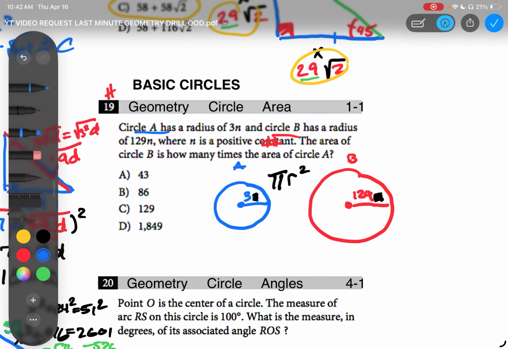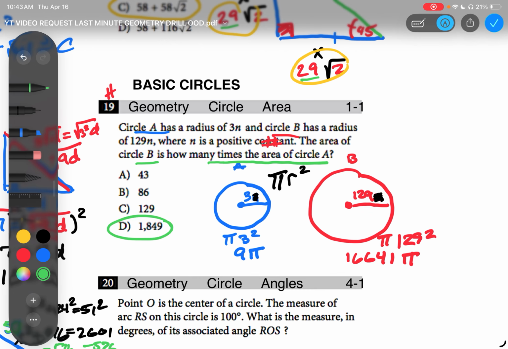So let's just solve. What is pi 3 squared? That's going to be 9 pi. And then the other one, what is pi 129 squared? So 129 times 129 equals 16,641 pi. And the question is specifically asking what? The area of circle B is how many times the area of circle A. So just take 16,641 and divide it by 9. And what answer do you get? Dang, that's your answer, 1849. And that's all they're asking.